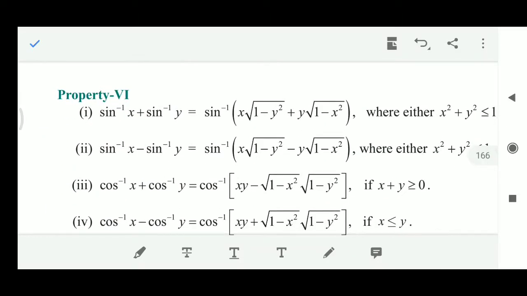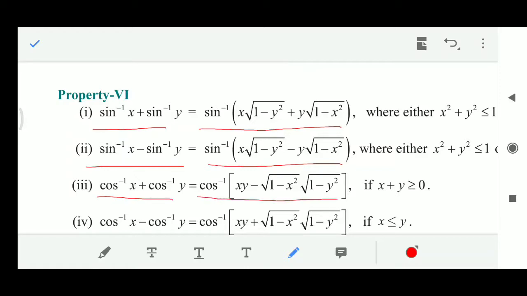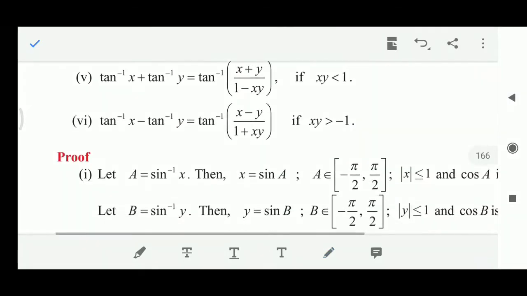Here we have sin inverse of x plus sin inverse of y equal to sin inverse of x into root of 1 minus y square plus y into root of 1 minus x square. The next one is sin inverse of x minus sin inverse of y equal to sin inverse of x into root of 1 minus y square minus y into root of 1 minus x square. Like that we have cos inverse of x plus cos inverse of y and cos inverse of x minus cos inverse of y. Then tan inverse of x plus tan inverse of y and tan inverse of x minus tan inverse of y. This fifth and sixth property is very important. This is often used in this exercise.